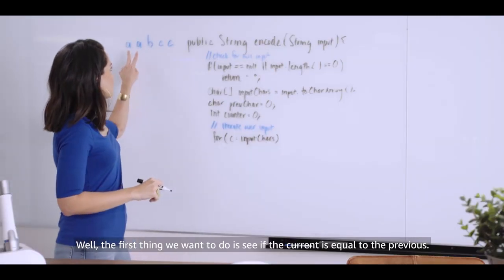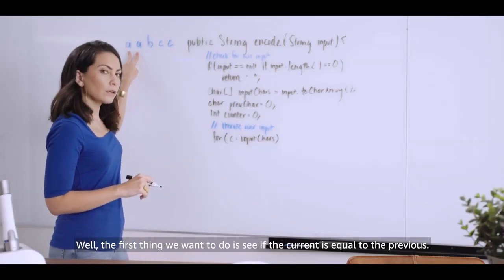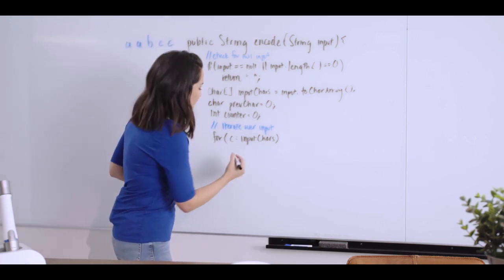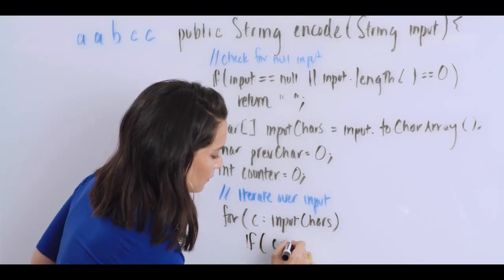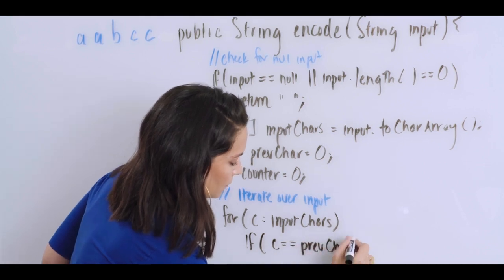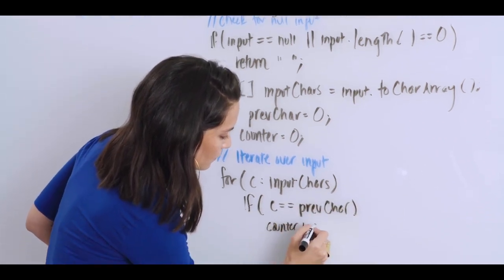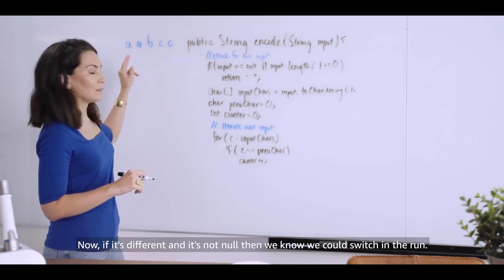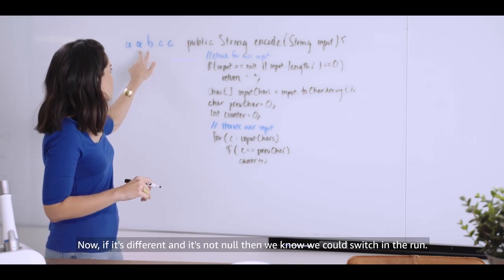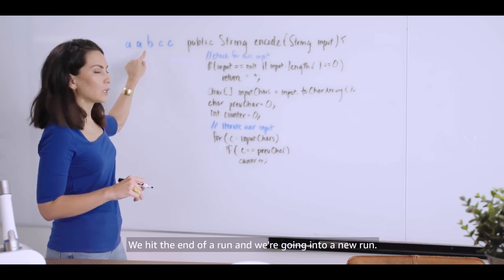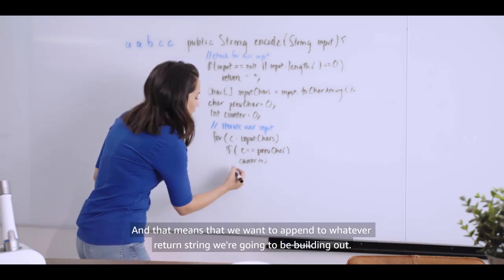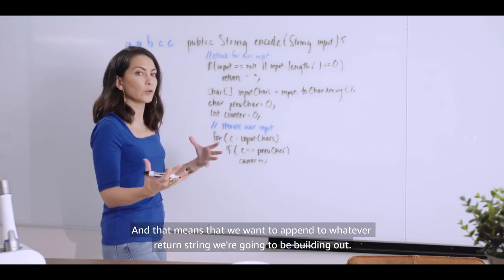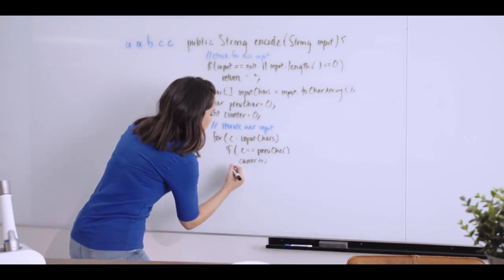Well, the first thing we want to do is see if the current is equal to the previous, and if it is, it's simple. We just increment the counter. Now, if it's different and it's not null, then we know we've hit a switch in the run. We've hit the end of a run and we're going into a new run. And that means that we want to append to whatever return string we're going to be building out.